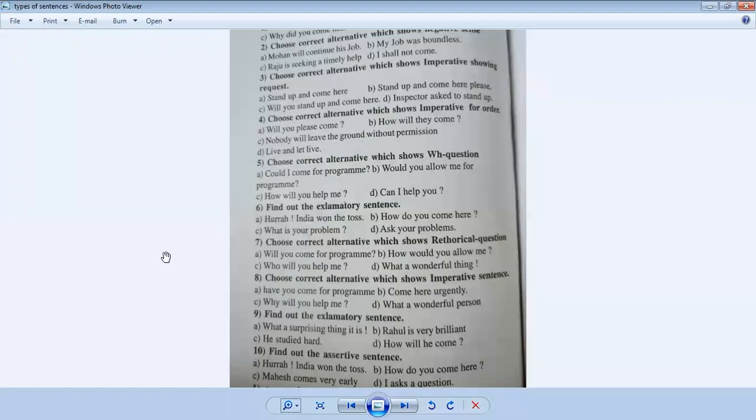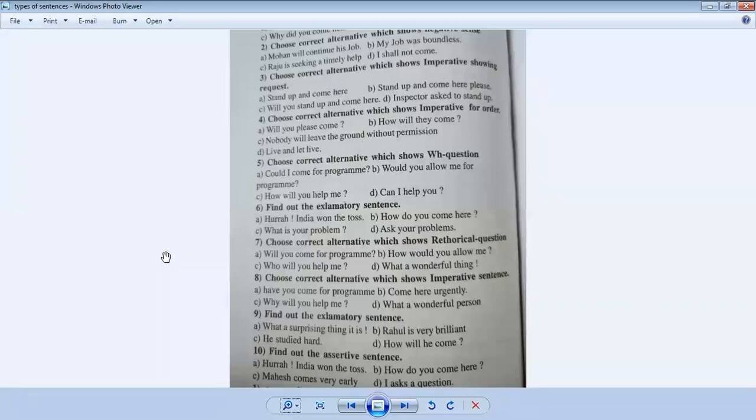Find out the exclamatory sentence. Ninth one. What a surprising thing it is. Rahul is very brilliant. He studied hard. And how will he come? Option A. Yes. What a surprising thing it is. Correct.